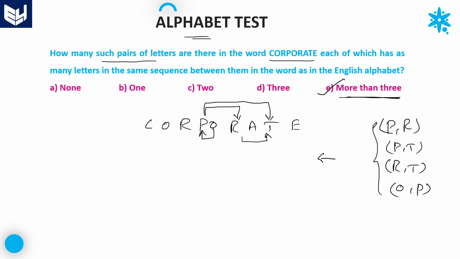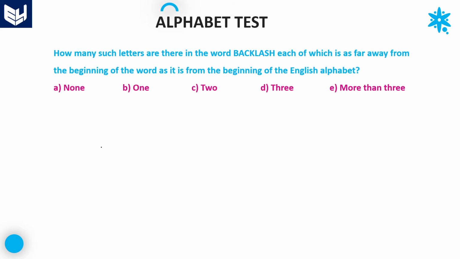We'll check whether any more pairs are formed. O, P, Q, R. No. P, Q, R, S, T. R. No. Only 4 pairs are formed. So the answer is more than 3. Option E is the right answer. Let's move on to the next question.